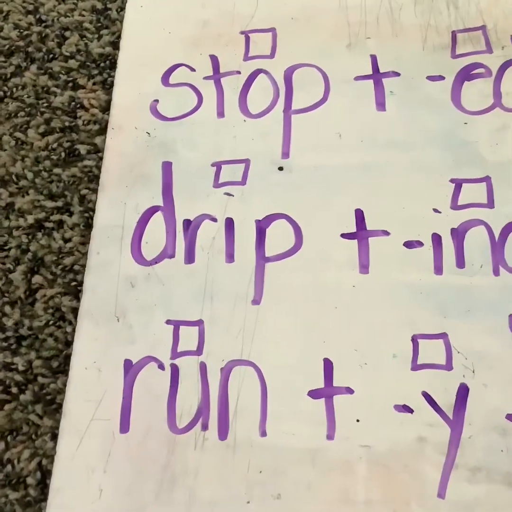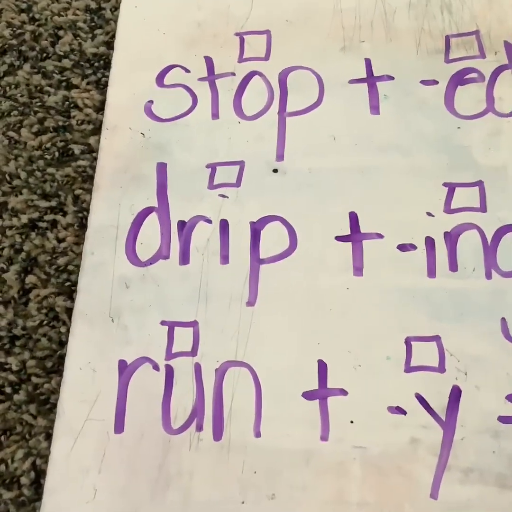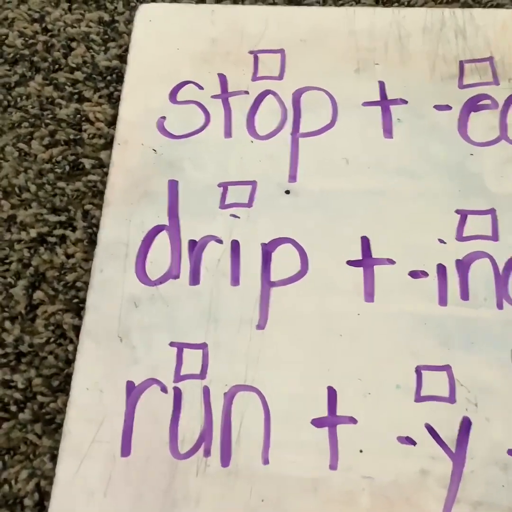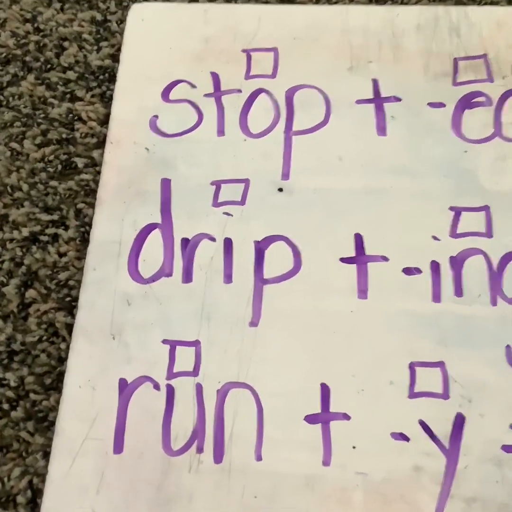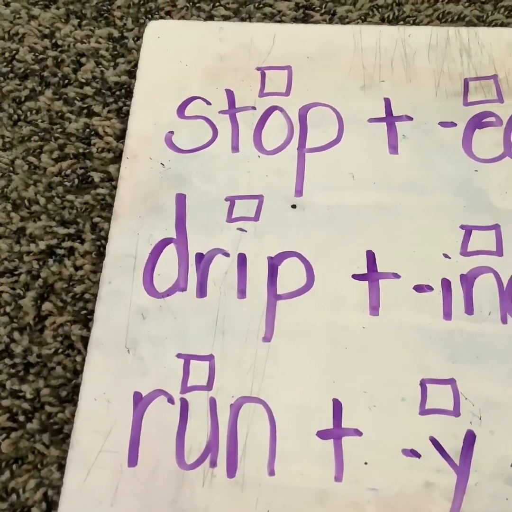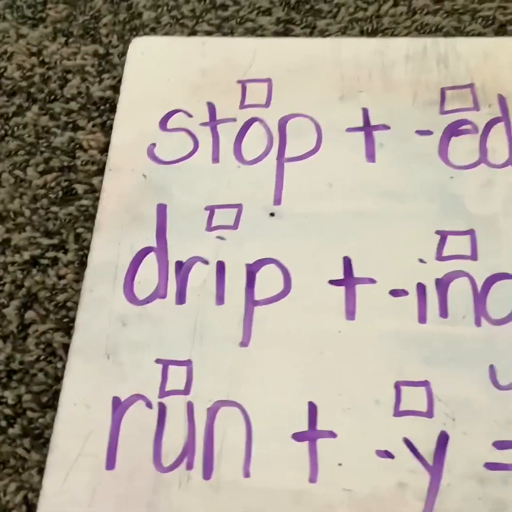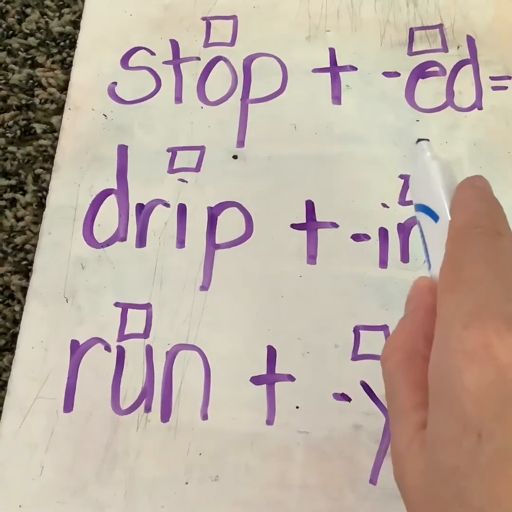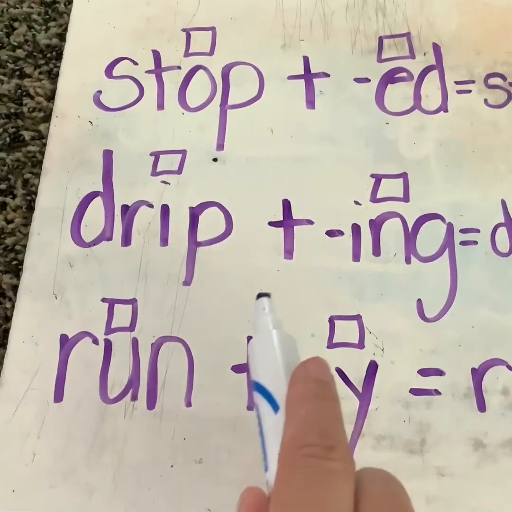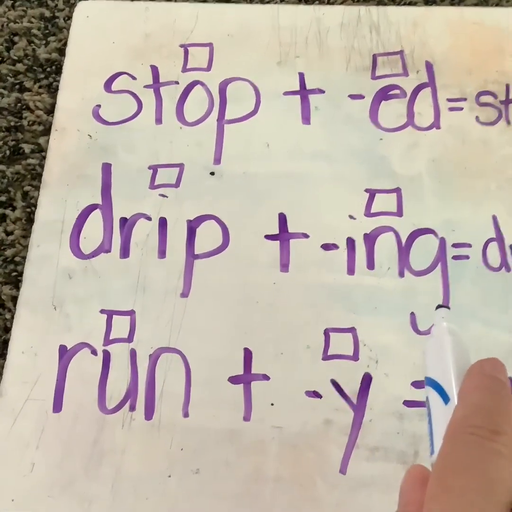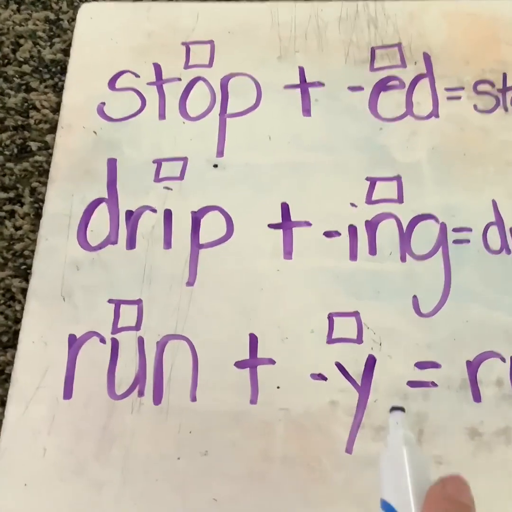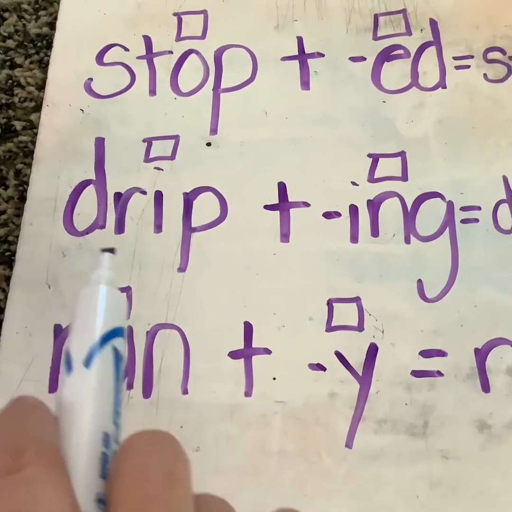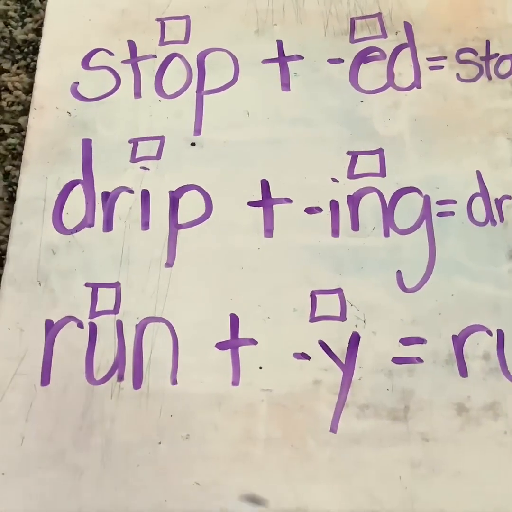Those are all root words. They stand on their own. We know what they mean. They don't need anything else to complete them. Now we can add things to them that change the meaning a little bit, and these are called suffixes. Over here I've added suffixes to them. You can see I've put the plus, our ed suffix, plus our ing suffix, and plus our y suffix. So we're going to want to change stop to stopped, drip to dripping, and run to runny.